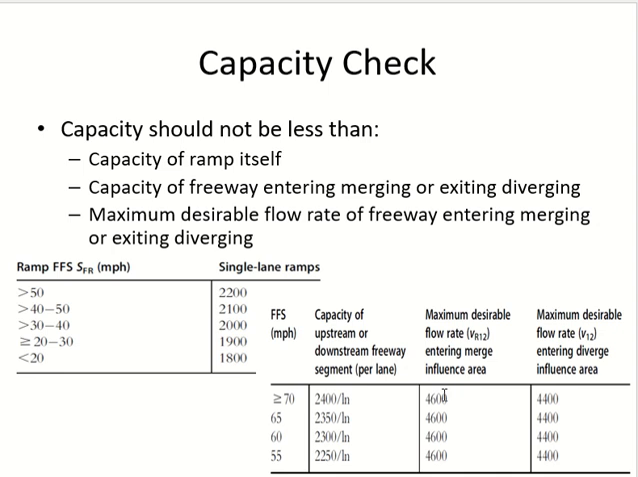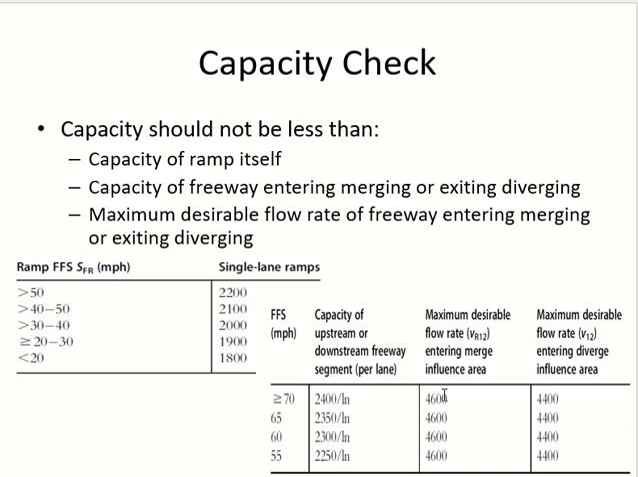This is more. Then the capacity of the freeway. What is the free flow speed of the freeway? 70. The capacity is 2400. But this is per lane. What are the flow values I have per lane? What is the flow in the outer lane? This is the capacity of the freeway segment.